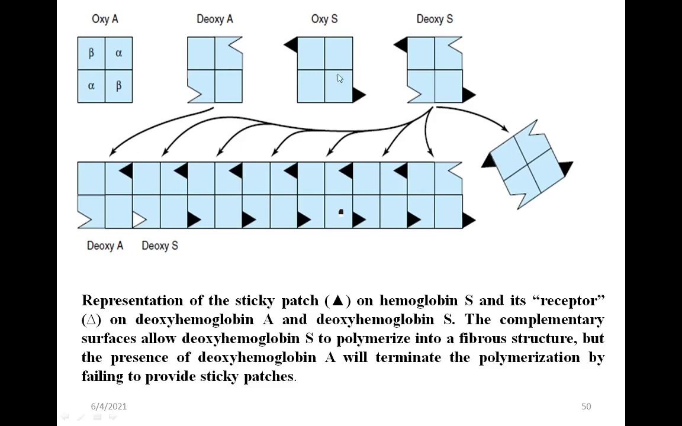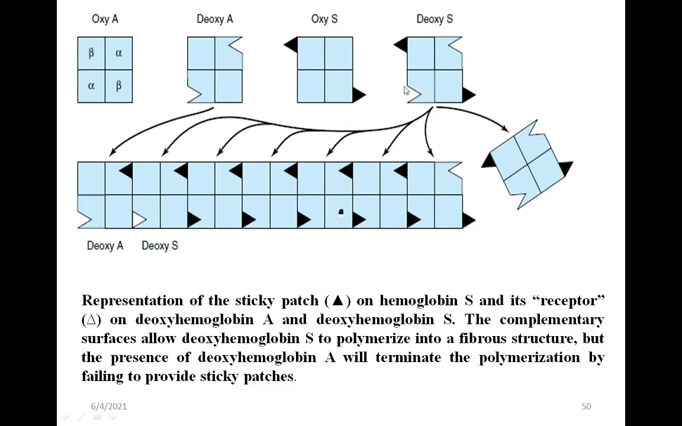Deoxyhemoglobin is combined to the deoxyhemoglobin S. This oxyhemoglobin also can combine here, in the S, like that. Then deoxy S also combines with it here. Like that it will be.